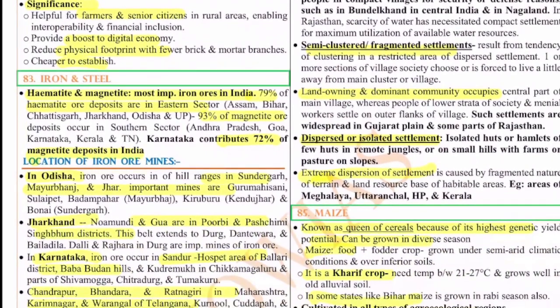The 83rd question is on iron and steel. The ores of iron and steel are hematite and magnetite. The iron generally is obtained from this ore. 79% of the hematite ore is in the eastern sector in India: Assam, Bihar, Chhattisgarh, Jharkhand, Odisha and UP. 93% of magnetite ore occurs in the southern sector: Andhra Pradesh, Goa, Karnataka, Kerala, Tamil Nadu. Karnataka contributes 72% of magnetite deposits in India. Okay, so hematite and magnetite are iron ore deposits.